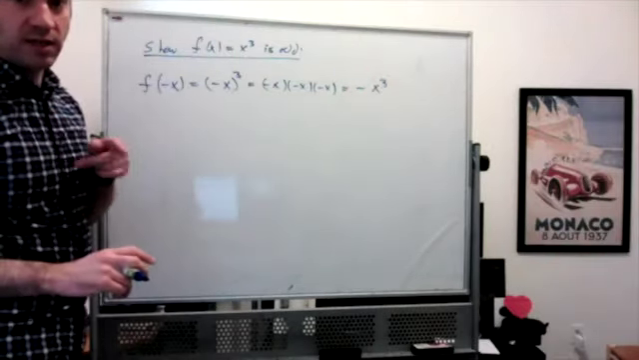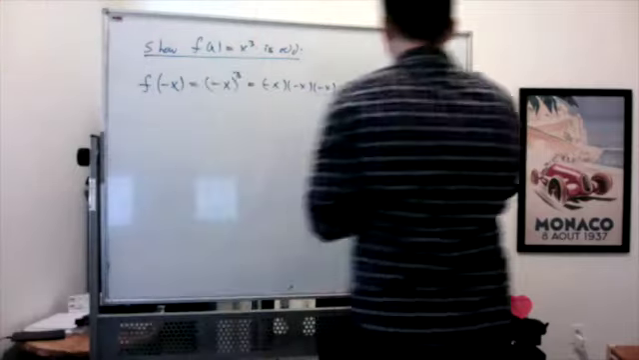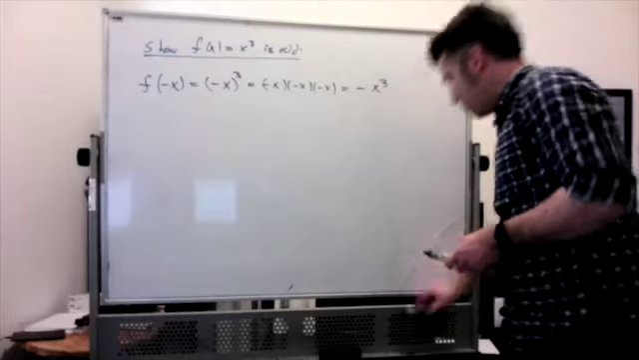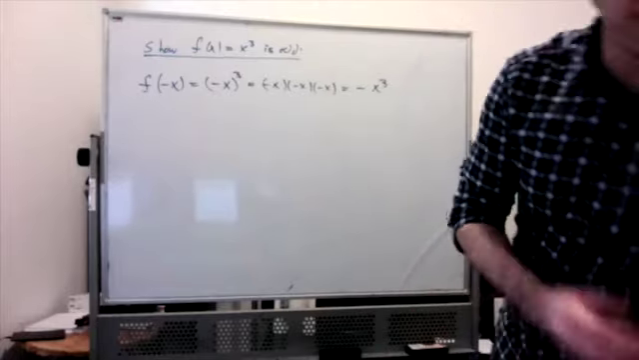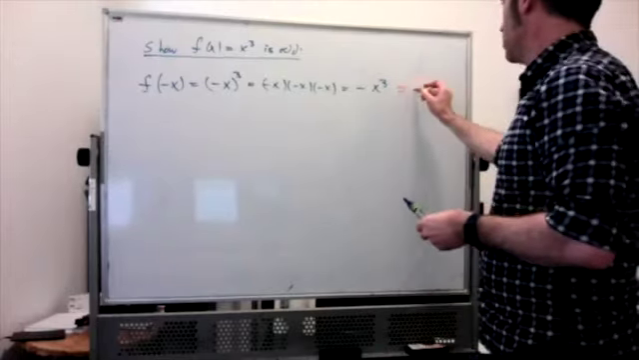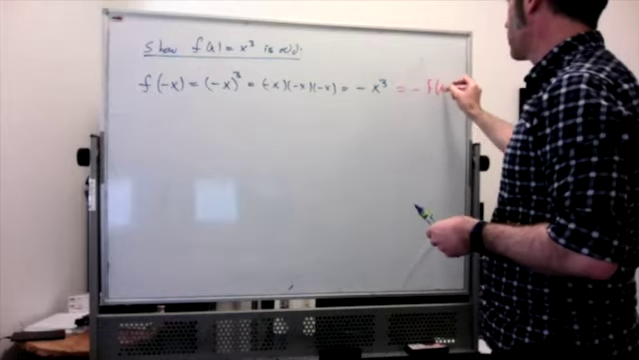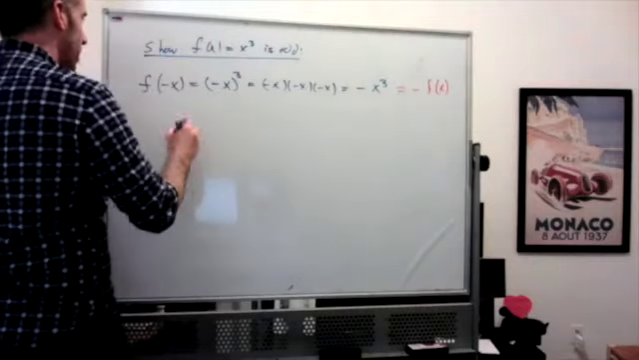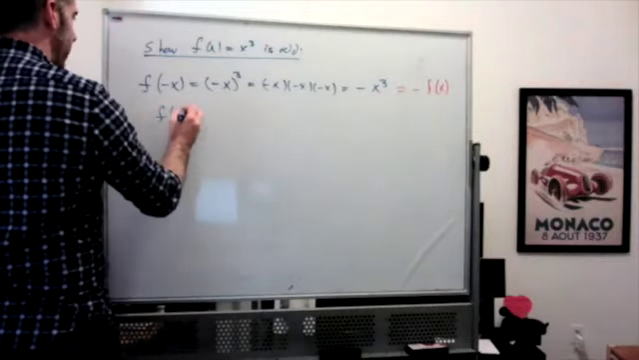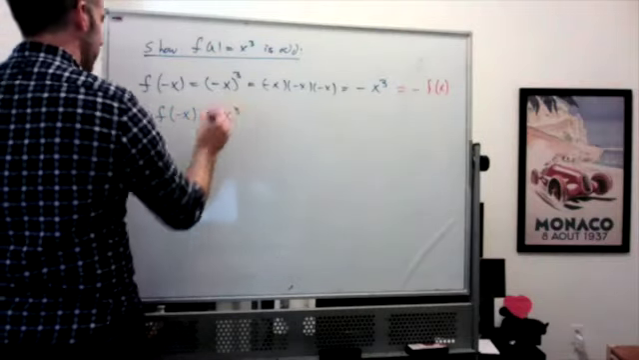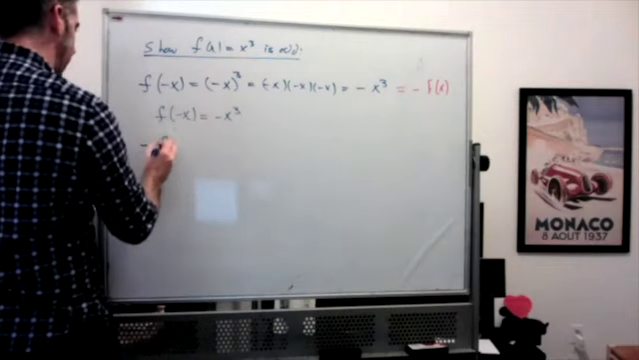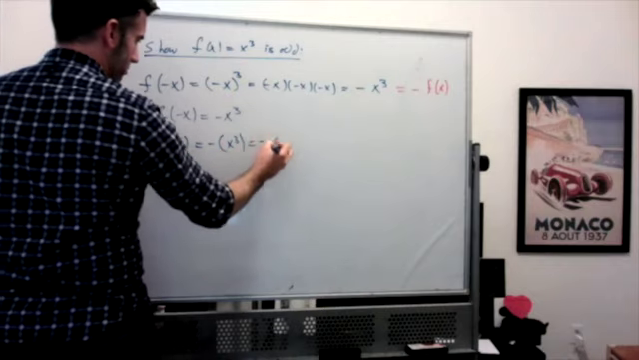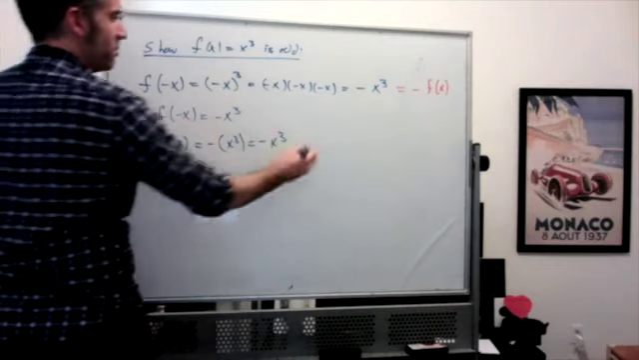Some people like me at this point like to say, well, look, that's just equal to negative f of x. Other people, and this is also fine, prefer to say, okay, I have that f of negative x is equal to negative x cubed, and then I also have that negative f of x is negative x cubed, which is the same thing. So if these are the same, it's odd.